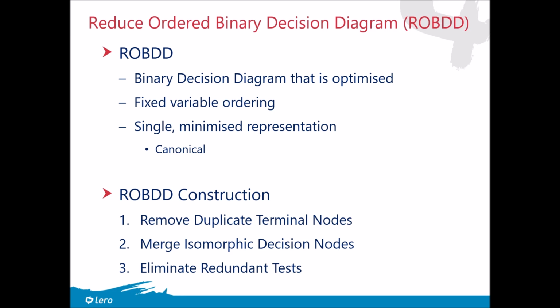Again, they have fixed variable ordering and have a canonical representation, so a single minimized representation that no matter how many people you give it to, you're only going to get one single return. To construct a reduced ordered binary decision diagram, there are three main steps. First step is to remove duplicate terminal nodes. Second step is to merge isomorphic decision nodes. Third step is to eliminate redundant tests. Before we go through these three steps, we will first look at the example we are trying to construct.